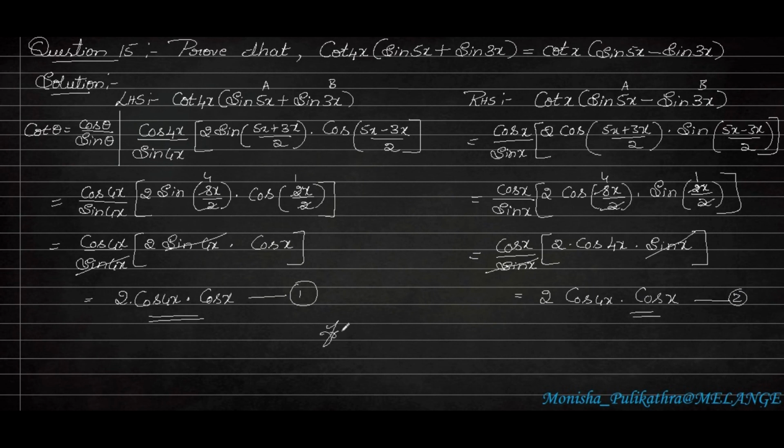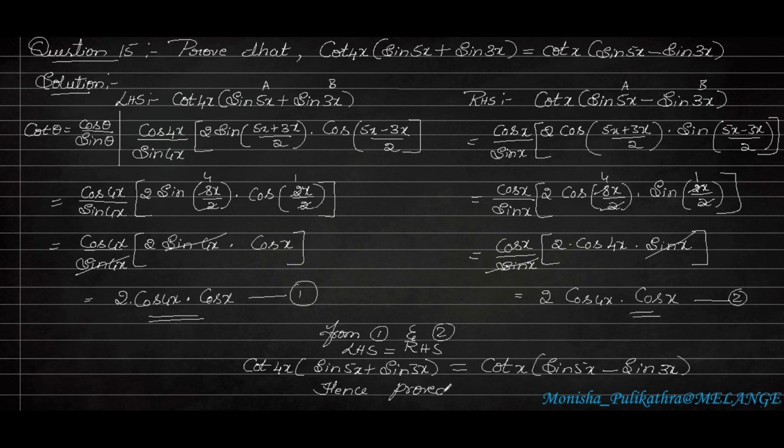So from 1 and 2, we can see here 2 cos 4x cos x, 2 cos 4x and cos x. So LHS is equal to RHS. So if LHS is equal to RHS, we have proved that cot 4x into sin 5x plus sin 3x is also equal to cot x into sin 5x minus sin 3x. So write it down, hence proved. So I hope you understood this.